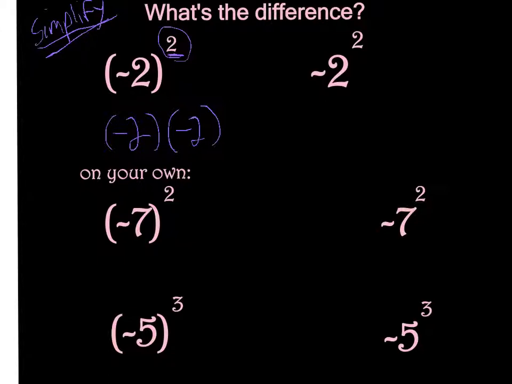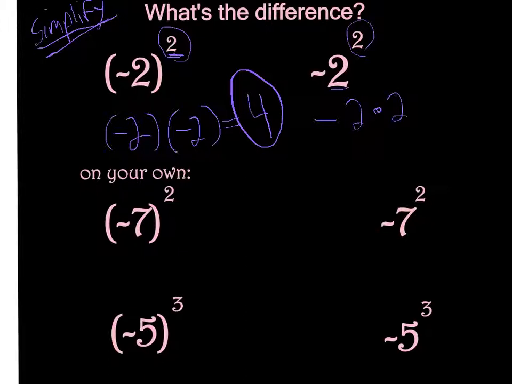-2 times -2 equals a +4. Now, look at this one, and this confuses kids. If you look at this, the 2 is raised to the second power. So that tells me to write 2 2's, but it does not tell me to write 2 negative signs. I know my negative signs look weird. Just forget about that. But it does not say to write 2 negative signs. So guess what? This is -4.